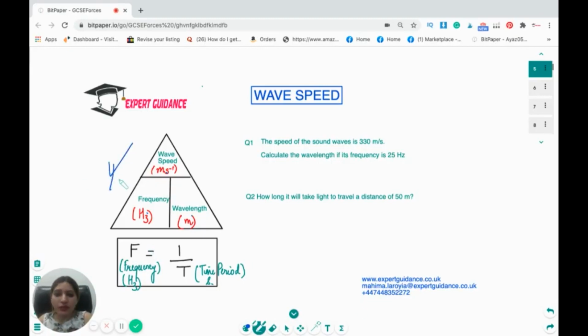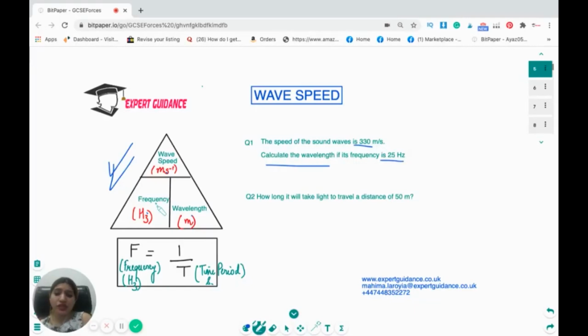Okay, this is a very important formula. Make sure you know how to use it. Okay, now let's look at some example questions. The speed of the wave is given to you as 330 meters per second. You need to calculate the wavelength if the frequency is 25 hertz.